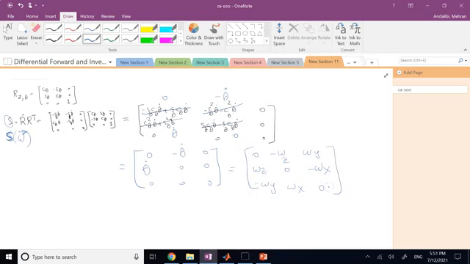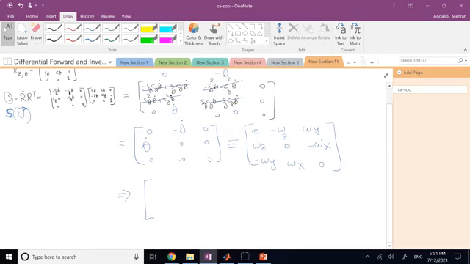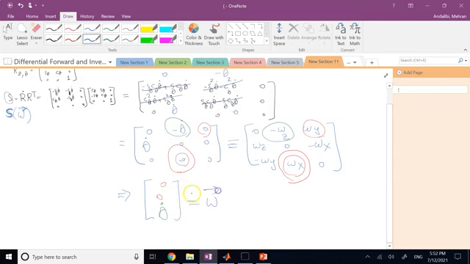Now compare them side by side, see what the result is. If you compare, you clearly see your omega y is 0. Your omega x is also 0. What is your omega z? If you look, it is theta dot. So what is your omega? It's going to be 0, 0, theta dot. Is that what you expected?